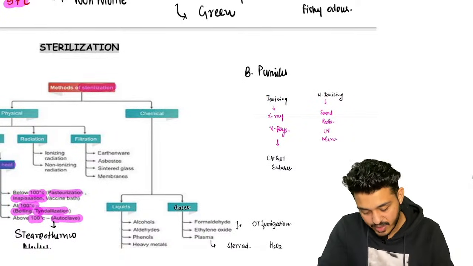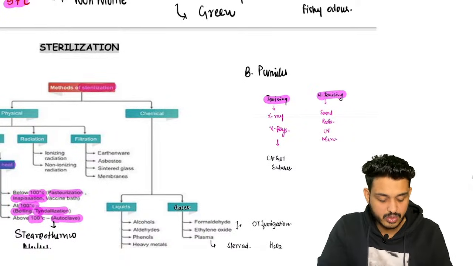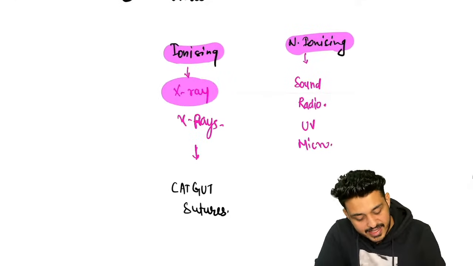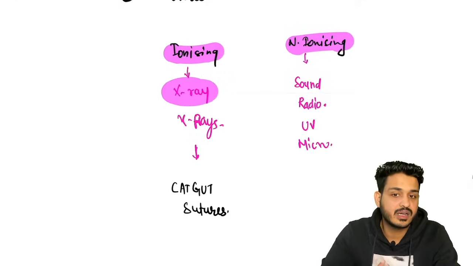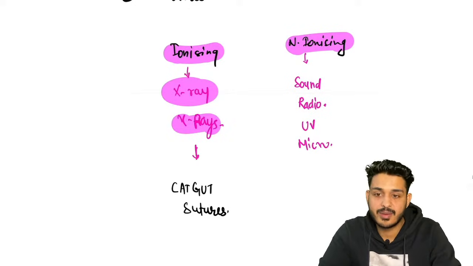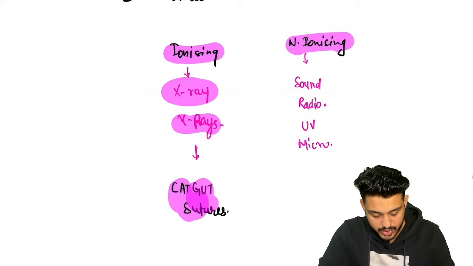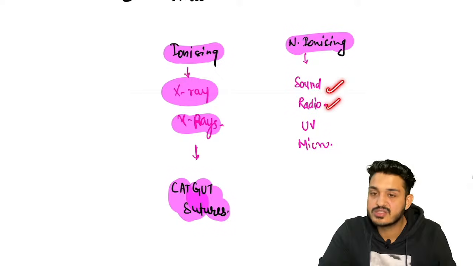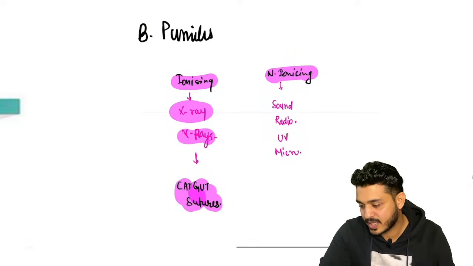Ionizing radiation for catgut. For radiation, we have 2 types: ionizing and non-ionizing radiation. Ionizing radiations are like X-rays. They can penetrate through your bodies, penetrate through your cells. This is X-rays and gamma rays, and the catgut sutures are going to get sterilized with the help of these. Non-ionizing radiations are sound waves, radio waves, UV waves, microwaves, right?